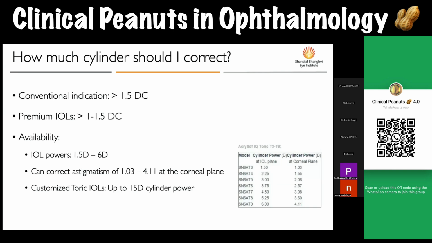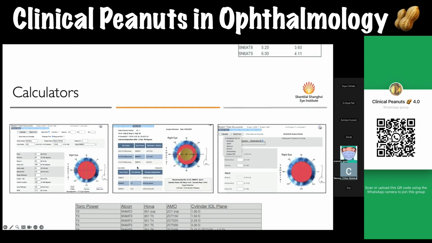The thing to remember here is that only up to 6 diopters, at least for the Alcon and the J&J Technis lens, is corrected by the lens itself. If you have very high cylinder powers, there are companies, especially the customized toric lens by the Care Group, which can now correct, I think, even more than 15 diopters of cylindrical power, as these are highly customizable lenses.